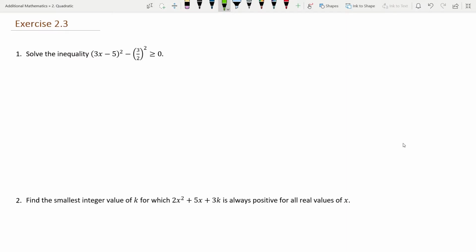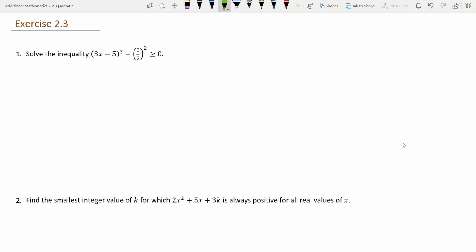Question 1. Solve the inequality (3x - 5)² - (3/2)² ≥ 0. Does the format of the inequality look familiar to you? You probably can see that it is the difference of squares.